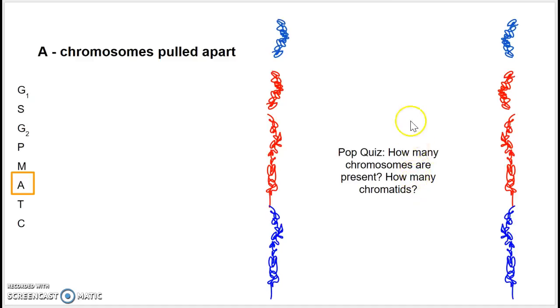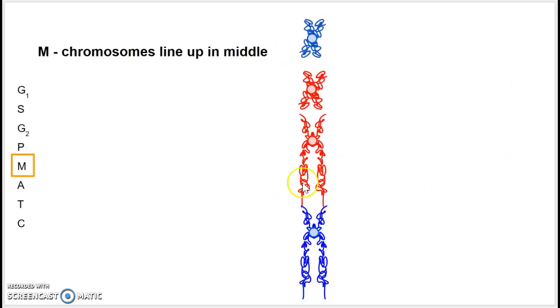Sorry, a pop quiz. So if I stopped you right here and I said, all right, on this screen, how many chromosomes are present and how many are chromatids? Go ahead and pause the video and take a guess at that before I tell you. And so the answer would be there are 8 chromosomes and there are 0 chromatids. Because remember, chromatids only exist when they're in this fused stage. All right.